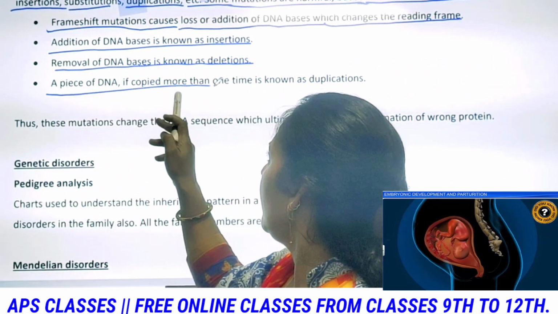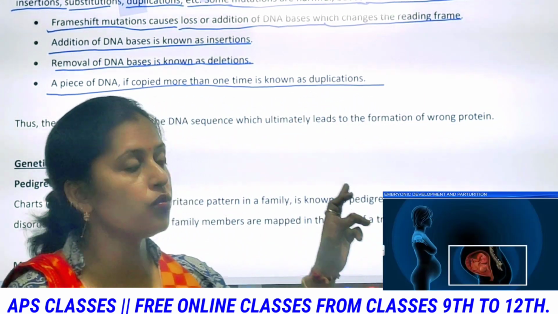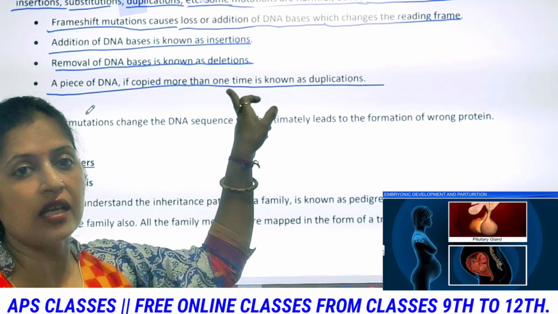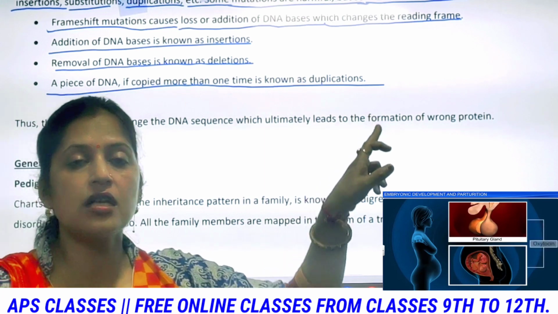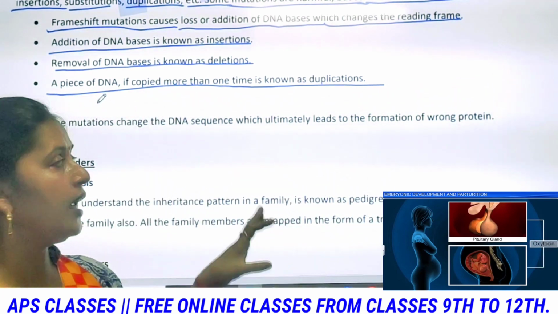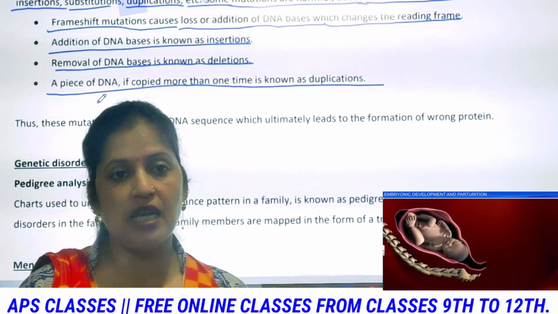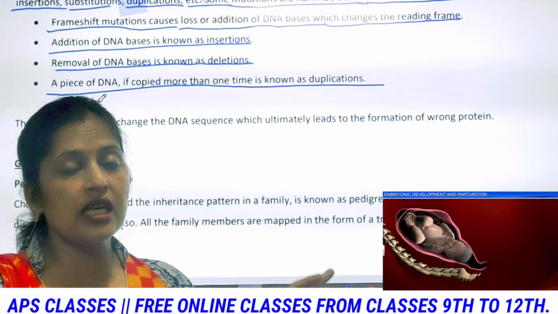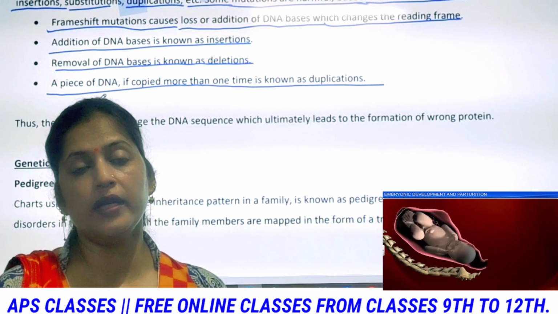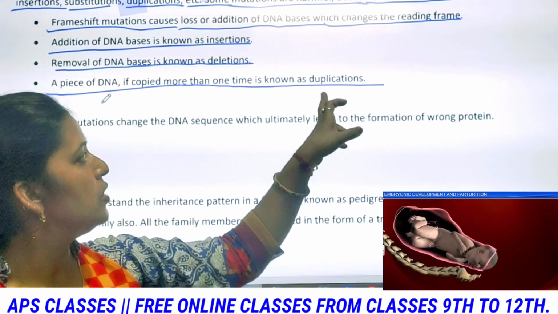A piece of DNA if copied more than one time. अगर कोई भी DNA piece है, अगर उसकी copying करते हैं हम more than one time, एक समय से ज्यादा, that is known as duplication. तो duplication क्या हो गया कि a piece of DNA if copied more than one time, किसी भी DNA piece की एक समय से ज्यादा अगर हम copying करते हैं, more than one time we can copy the DNA piece, that is known as duplications.